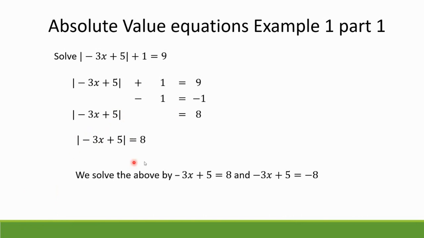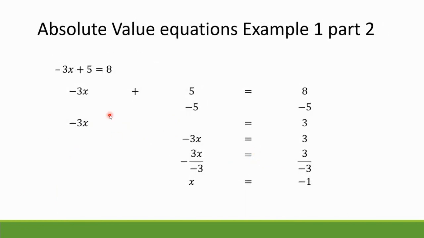Right? So we have this now. Now, remember, from absolute value, we get two equations. So from here, we're going to have negative 3x plus 5 equals 8, and negative 3x plus 5 equals negative 8. That's what we get. So we have these two equations to solve.